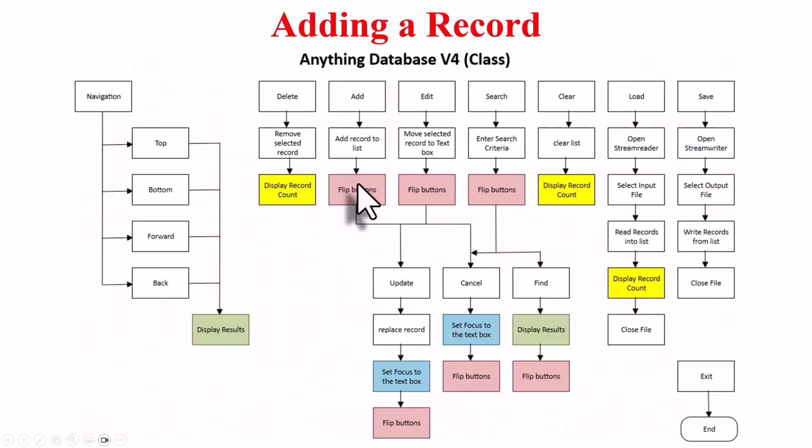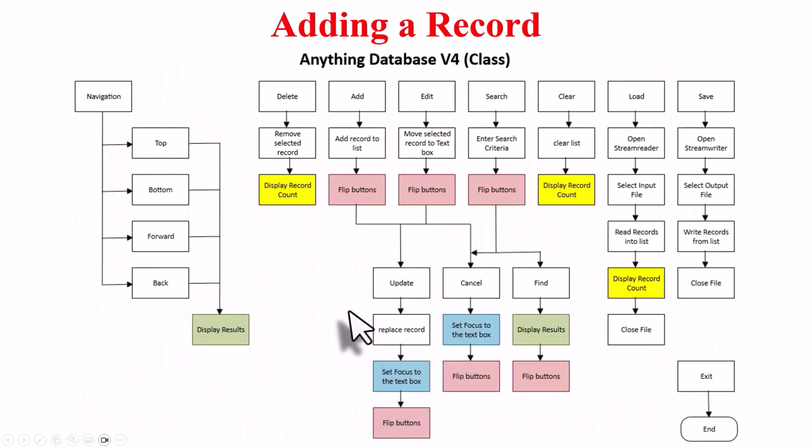We're going to flip our buttons, so we need to make the user not be able to do anything other than update or cancel. He can't just get out of the program or do another add. So he's going to have the choice of being able to update or cancel down here, which we're going to have to establish as well. If he cancels, we're going to set our focus to the text box, flip the buttons, and make things just like it was before he actually entered anything. If he does an update, we're going to replace the record, which we've established in our list, set our focus to the text box, and flip our buttons back so it's ready for the next record that's coming in.